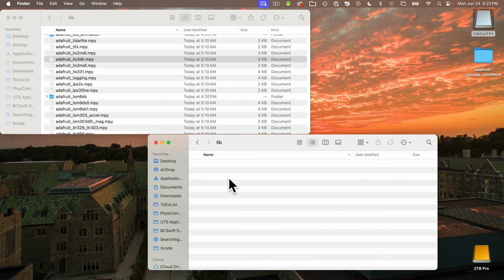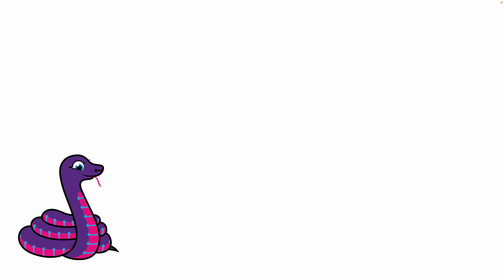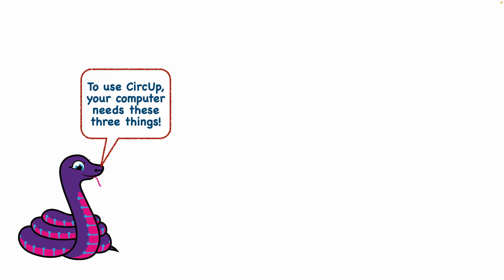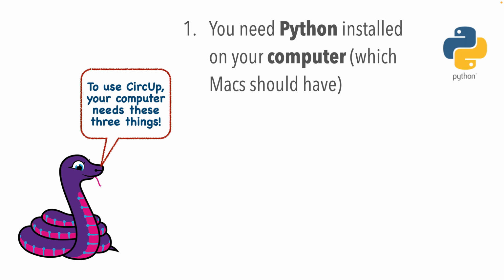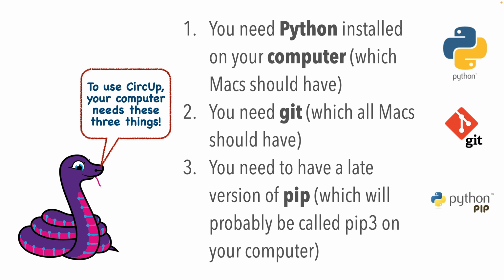So let's install CircUp so we don't have to worry about the manual library install. Now, there are a few things we need to make sure that your computer, not your board, has installed before we can install CircUp. First, your computer needs a version of Python. I believe it's version 3.8 or greater. We also need Git installed. Git is a tool that your computer uses for version control. We don't need to know about the specifics of Git to use CircUp, but we do need to have it on our computers, and we need to install something called pip. Pip installs and manages software packages. We don't need to know how to use pip, but we do need it for CircUp.